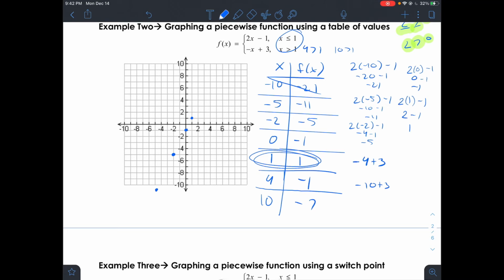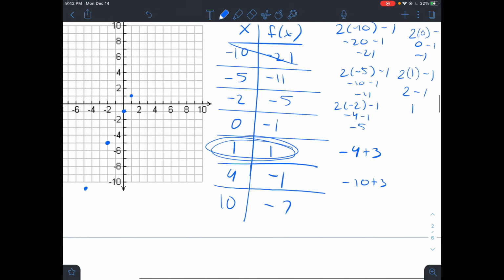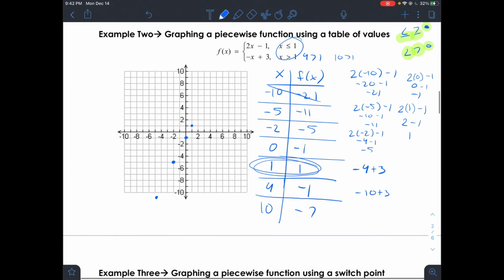Now, we have to decide, are we going to use an open or a closed circle? All right. So at this point, what we would do here is we would use a closed circle because this one has an equal to sign.